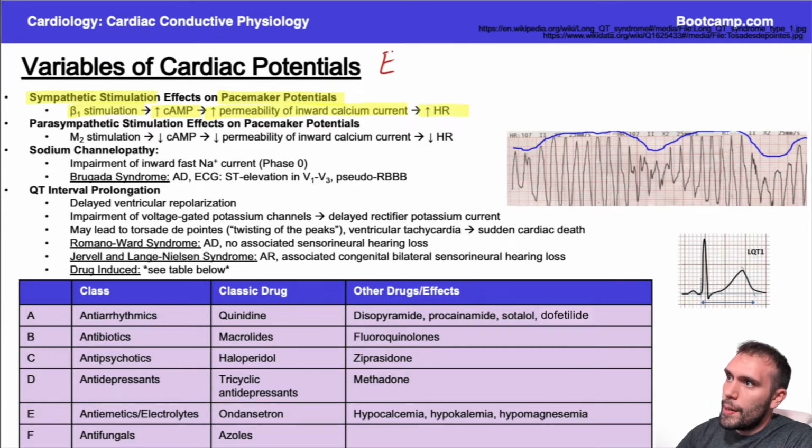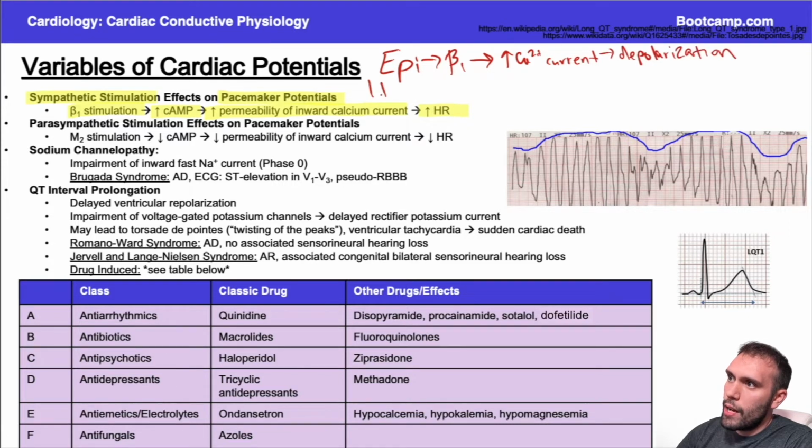So for one, if you give a patient epinephrine, epinephrine would directly stimulate that beta 1 receptor and lead to an increase in the calcium current. And remember, the calcium current is responsible for the depolarization of the pacemaker cells.